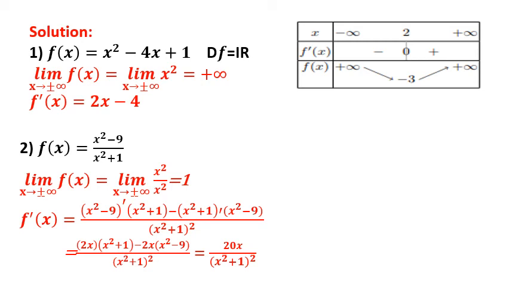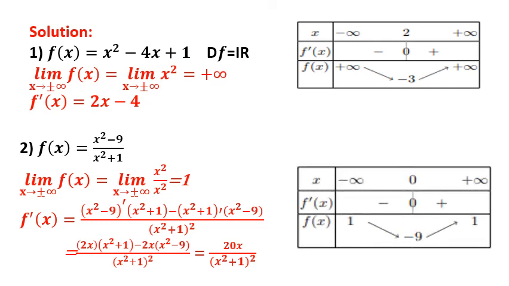f is in the form u over v. The derivative of u over v is (u prime v minus v prime u) over v squared. The derivative of u is 2x, and the derivative of v is 2x, over v power 2. We get 20x over (x squared plus 1) all power 2. We solve f prime of x equal to 0. 20x equal to 0, then x equal to 0.